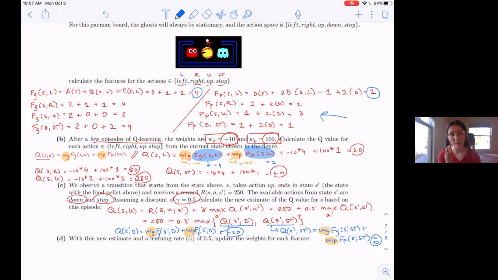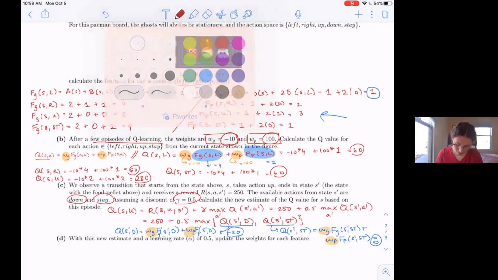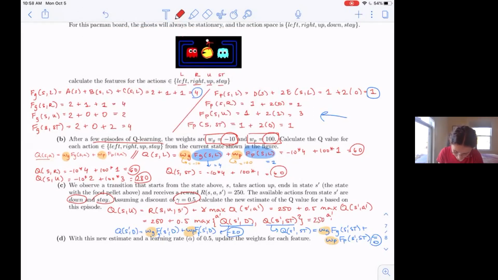The key thing is we're trying to maximize between these two. So if Pac-Man decides to go downwards from state S prime, he will get a Q value of minus 20. But if he chooses to stay, he'll get a Q value of 0. So if he's trying to choose the action that maximizes the Q value, it's better for him to stay because it gives him 0 Q value than to go downwards because it's going to give him minus 20. And so this will ultimately result in 250 plus 0.5 times 0, which will end up in the new estimate of Q value for state S, action U, to be equal to 250.